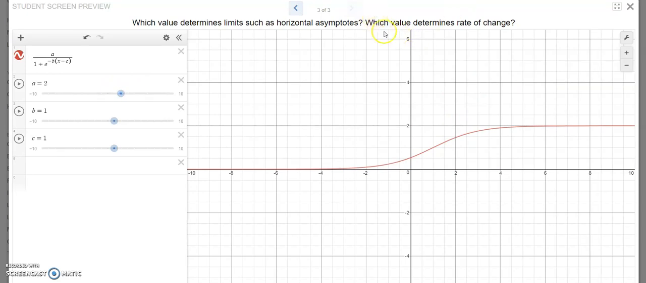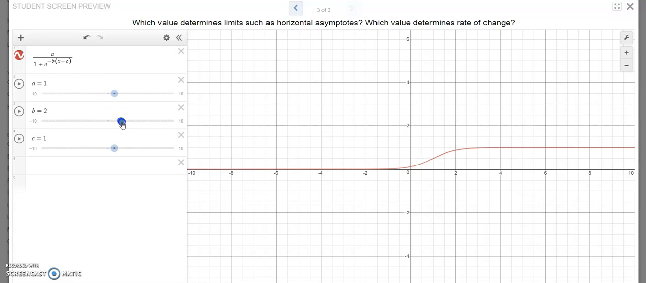Now our next question we're going to look at is which value determines rate of change. Rate of change is pretty much when this graph switches directions. So right now we've got a positive rate of change. It's going in the positive direction. If we look at A, we know A is a horizontal asymptote, and A never changes directions except when it goes into the negatives.